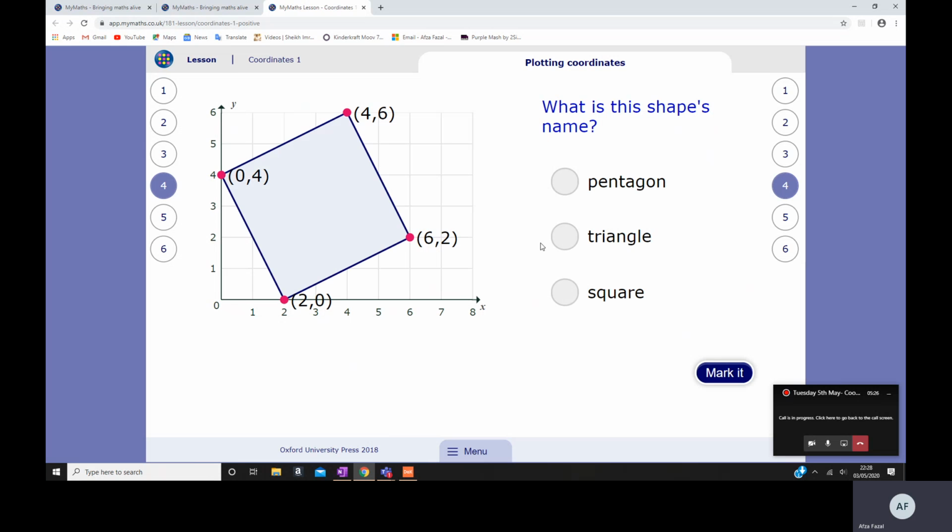So what is the name of this shape? So it has 4 sides which are equal. I know a pentagon has 5, a triangle has 3, and a square has 4. So I'm going to go with square. I've got it correct.